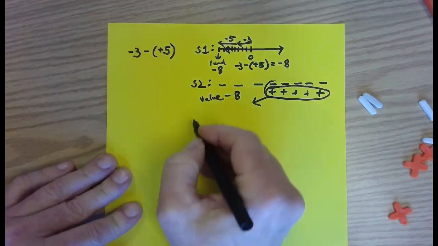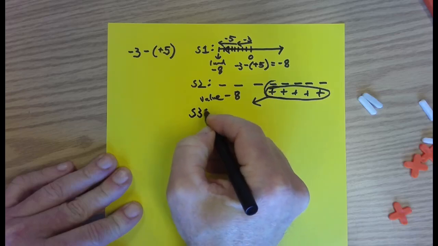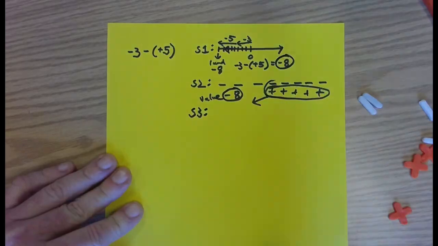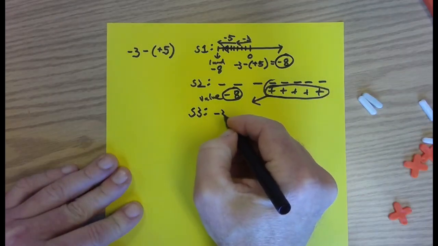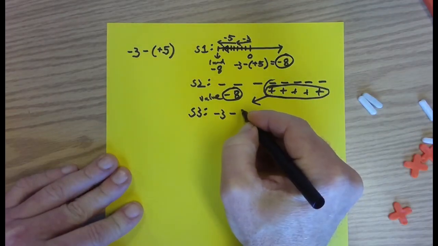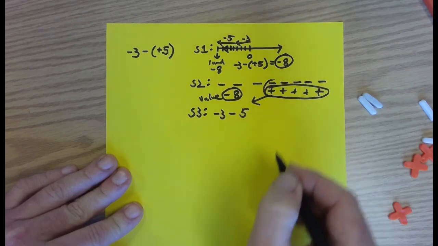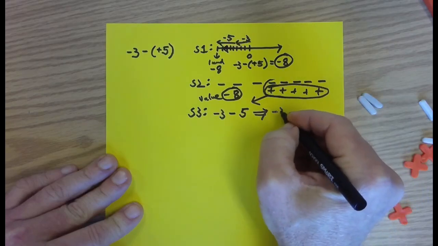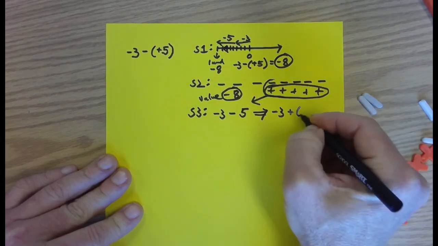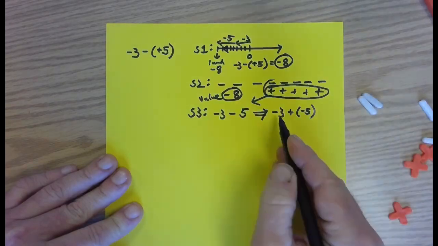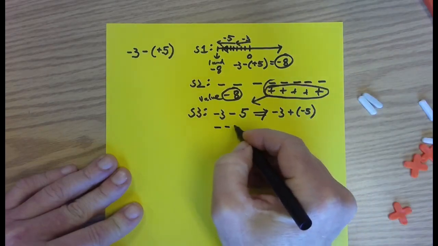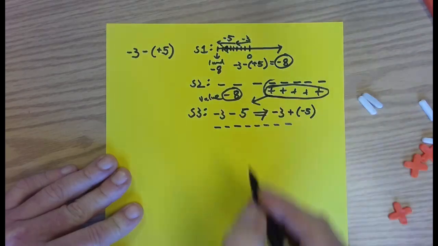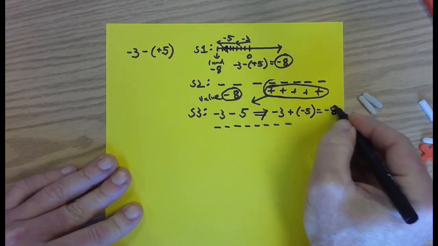Now let's do add the opposite, strategy 3. We already know we should be getting negative 8 here. So instead of negative 3 take away positive 5, we're going to change this to an addition problem. Negative 3 plus negative 5. Then it's easy to see that I'm starting with 3 of these and I'm adding 5 more of those, and I get that same value of negative 8.